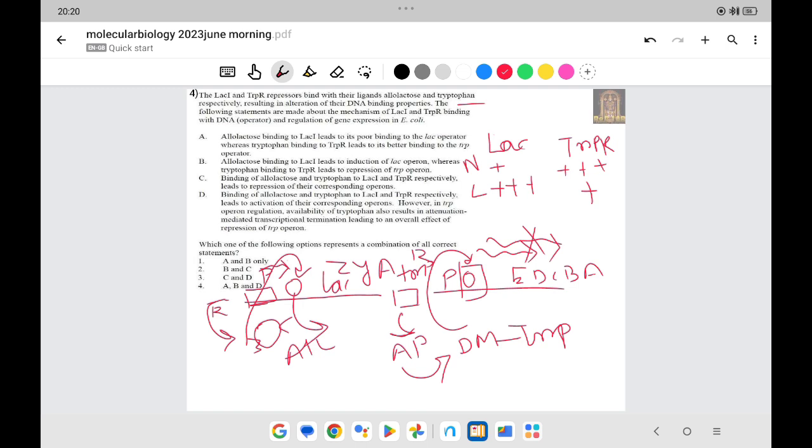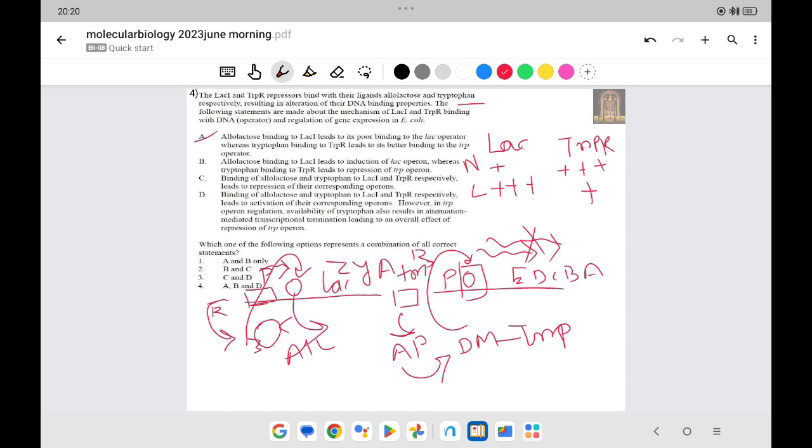And now come to the question part. So option A is saying that allolactose binding to lac I leads to its poor binding to the lac operator. Yeah, that is totally right. So in general, the lac I would be there at the operator site. But if it binds with allolactose, then it will be removed from the operator. Whereas tryptophan binding to trp R leads to its better binding to the trp operator. That is also true. So option 1 is right.